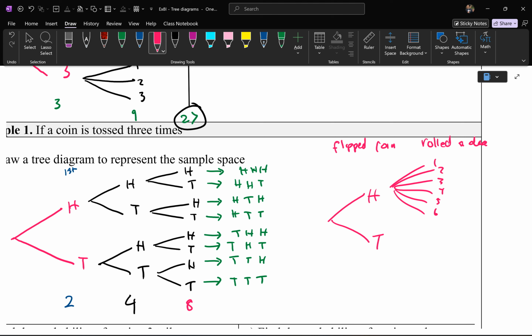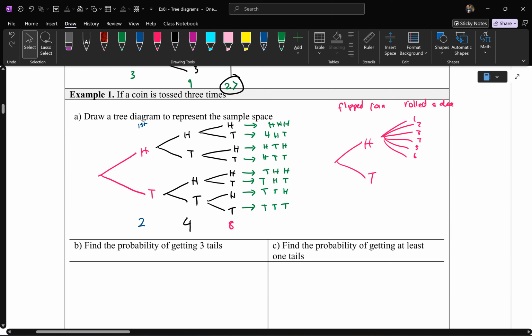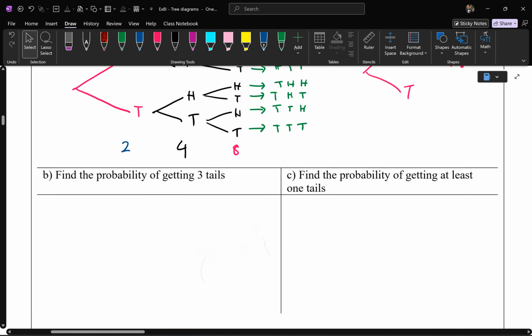Why do you want to know the total options? Because that's how you figure out your probability. You need to know the total, then what you want out of your total. Yeah? So the challenge is to figure out the total first. All right, now that we've got the diagram and you've got the options there, it's easier to answer the questions.